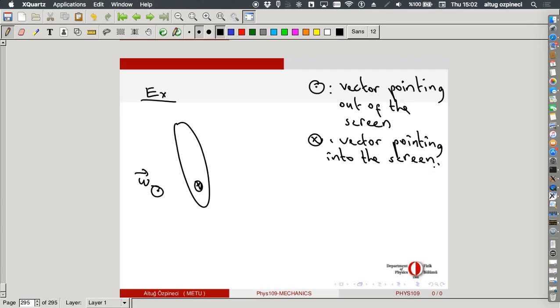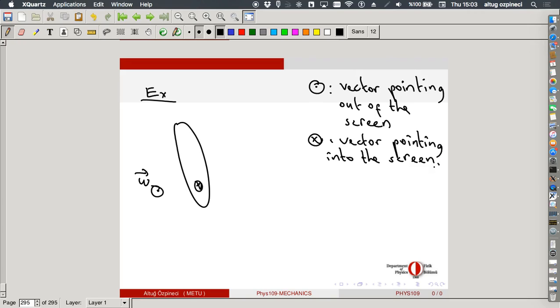So just imagine that these vectors are arrows. If the arrow is pointing towards you, you will see the tip, this dot over there. If the arrow is pointing away from you, you would just see the cross made by the feathers at the end of the arrow. So that's where this notation comes from. So here, this is the angular velocity vector.